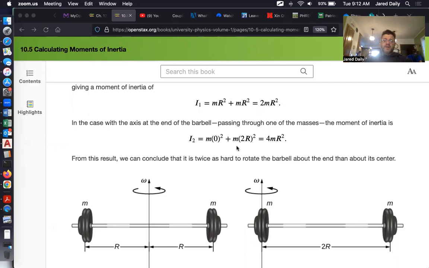We're not counting it. In the second situation, we're going to rotate around this mass over here. So this thing is going to be swinging around, with this one swinging all the way around and this one just kind of rotating on its center. Well, that has distance 0 from the axis of rotation. So it's m times 0 squared, so it doesn't contribute to the moment of inertia. The other one has a distance of 2r. So we square that, and it becomes 4mr squared. So this rotational situation has twice as much moment of inertia as the first one. What that would mean is this one would be more difficult to rotate than that one.